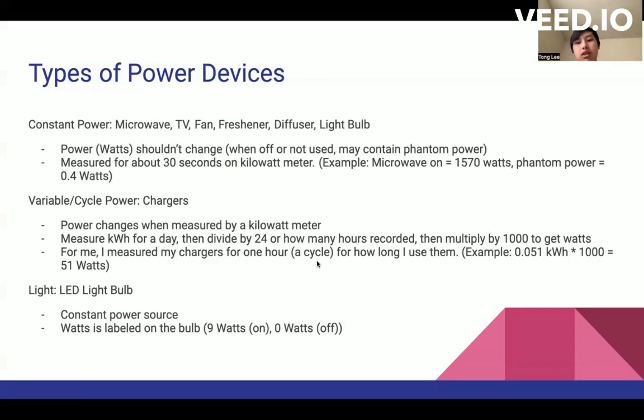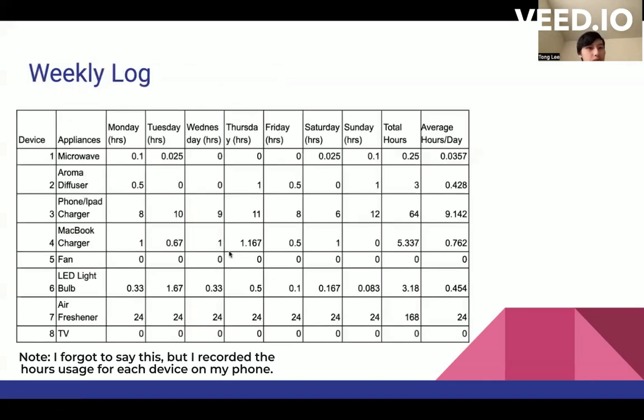For example, I measured my laptop for 1 hour because that's how long I use it for, which was about 0.051 kilowatt hours. I multiply that by 1,000 and get 51 watts. The last one is the LED light bulb. This is a constant power source like these up here, and the wattage is labeled on the bulb, so you don't really have to do much.